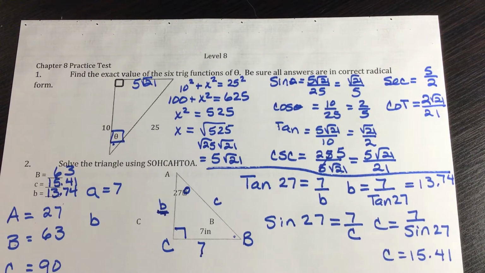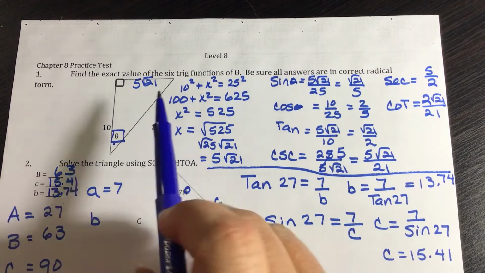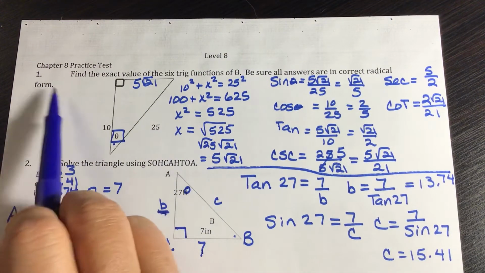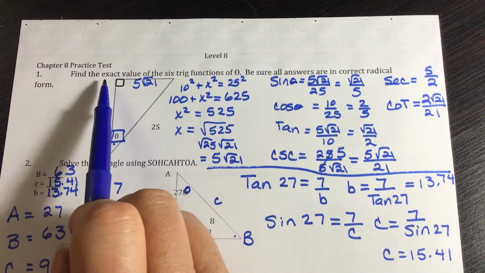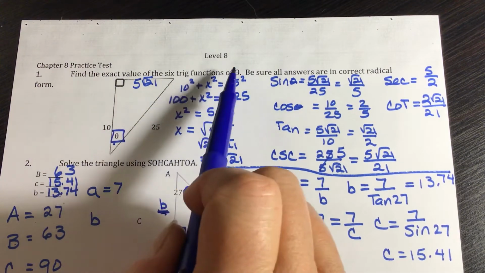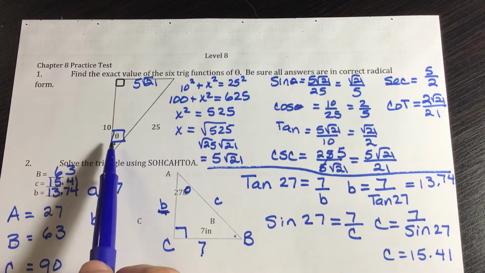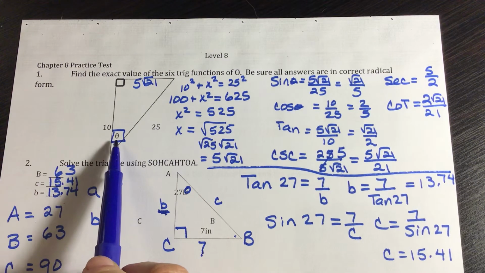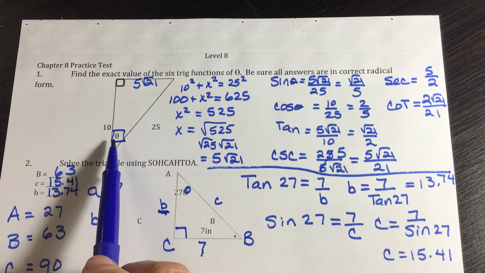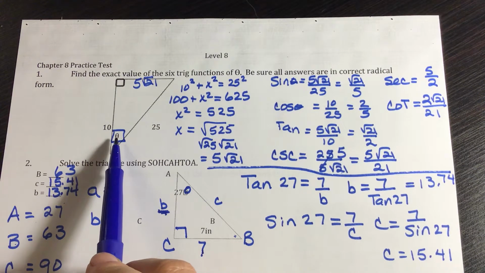All right, so here we are working on the Chapter 8 practice test, and I have the first two problems done because on number 3 I made a mistake, and I'm just not going to start all over with a blank sheet of paper. I'm just going to keep what I have here. But number 1 says to find the exact value of the 6 trig functions of theta. So here's my angle in question, and I want all 6 trig functions. So I need sine, cosine, tangent, cosecant, secant, and cotangent.